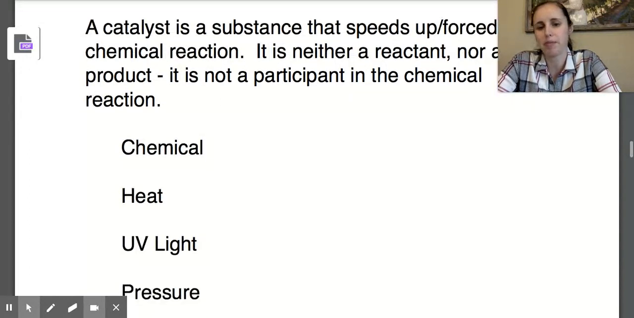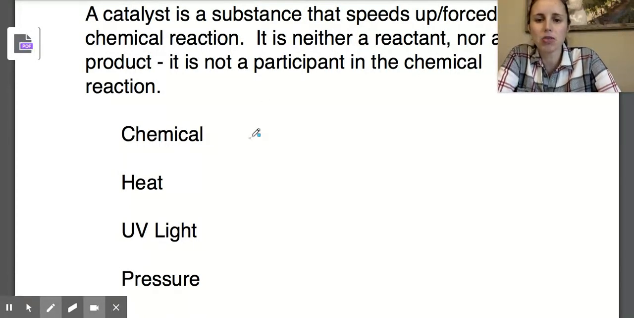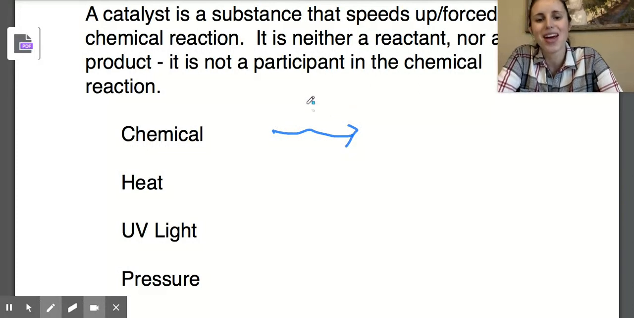It's not a participant. So a catalyst might be a certain chemical, and I'm going to show you now how to actually represent these catalysts in a chemical reaction. In a chemical reaction, you're going to represent your catalyst. You're actually going to place it on, ooh, that's not a very straight arrow. That's okay, you get the point. You're going to place it on top of your yields arrow. Since a catalyst isn't a reactant and isn't a product, you're going to place it right on top of this arrow, and that tells you that it's a required catalyst, it's not used up in the reaction.